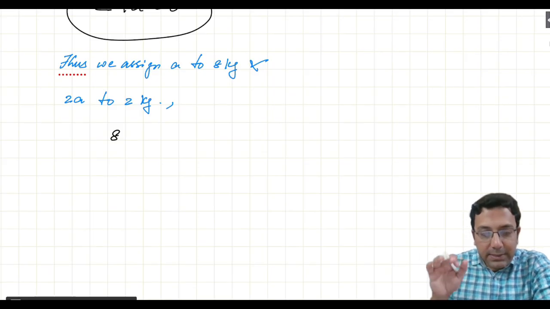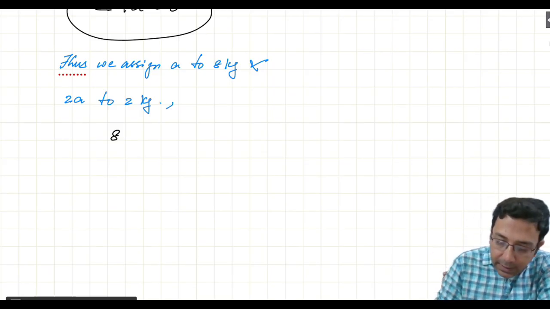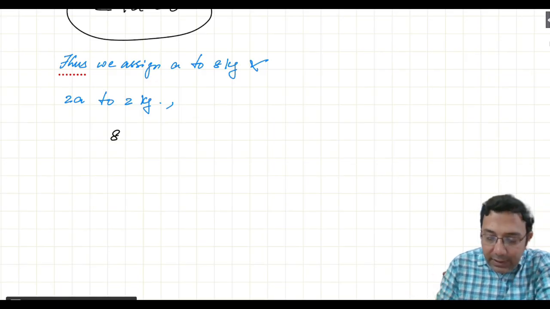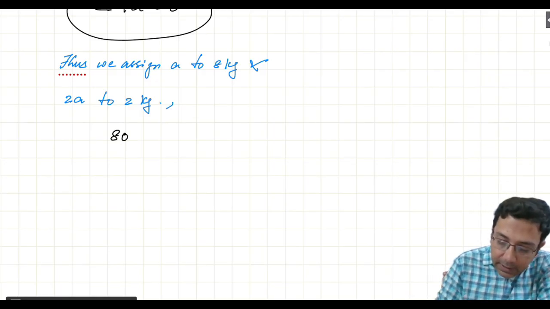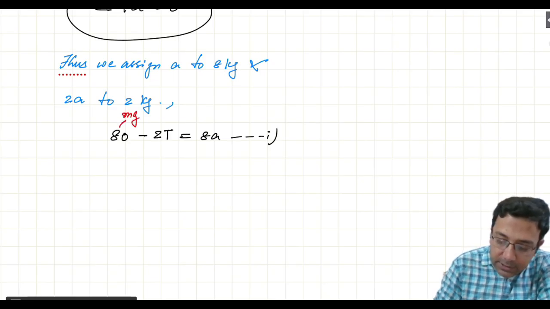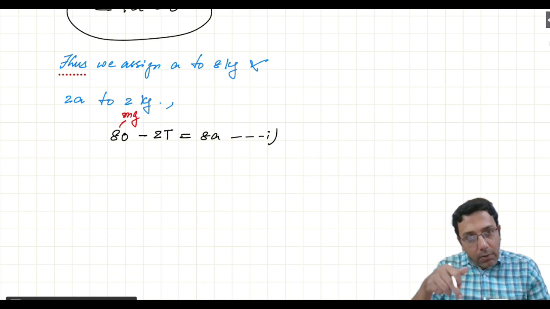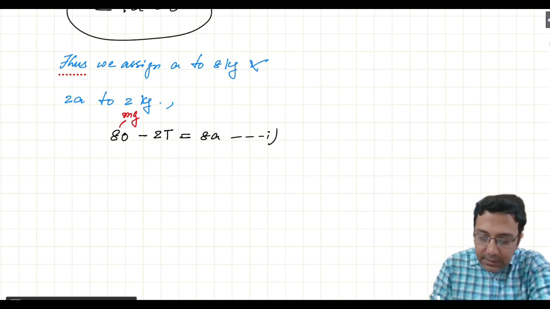Here we can write that now just simply the summation of the forces, that is 8 kg. So 8 into 10, acceleration due to gravity is 10. So 80 minus 2t is equal to 8a. That is equation number 1. This is simply mg. So mg is down, 2t is up. So it is facing an acceleration. This thing is clear, no?